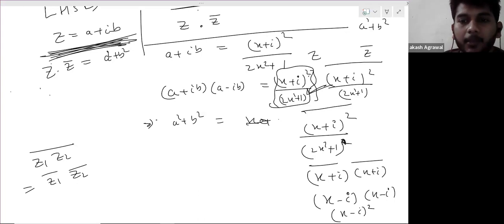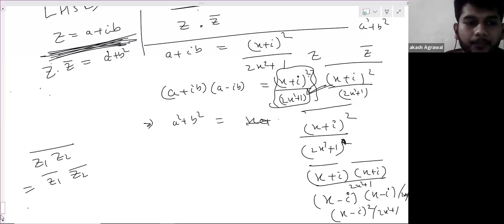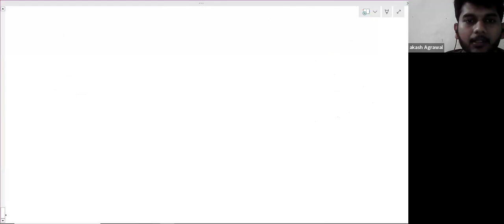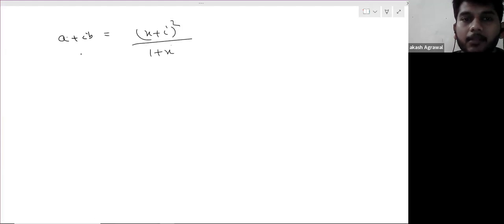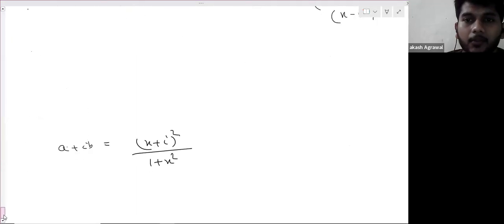Everyone? And in the denominator, we have 2x square plus 1. Let's start with the question again. We have (x plus i) whole square divided by 1 plus x square, I believe, or 2x square plus 1. Whatever that was, 2x square plus 1.